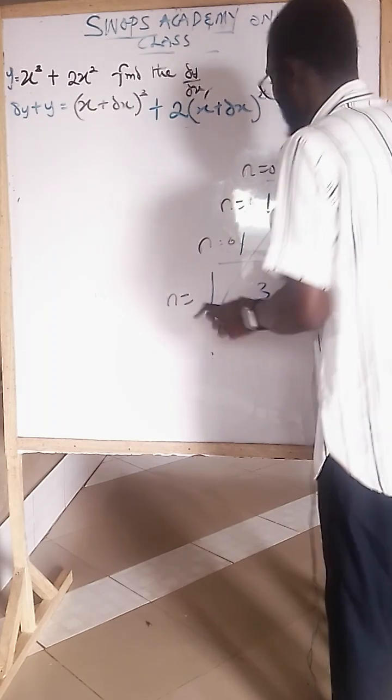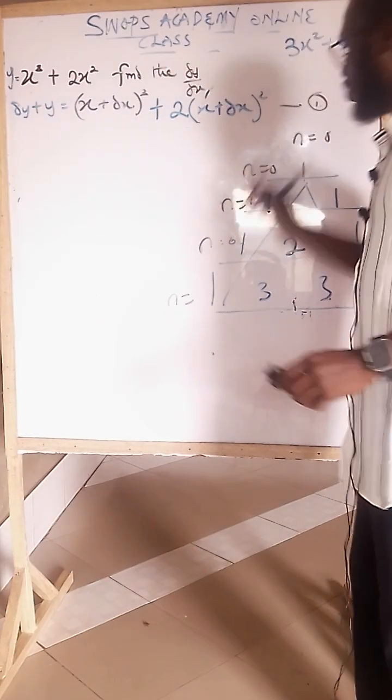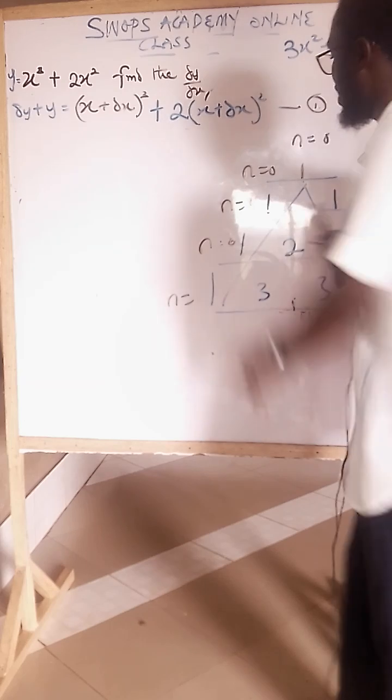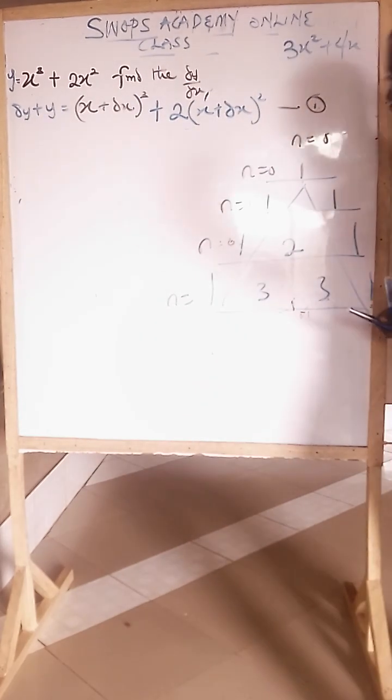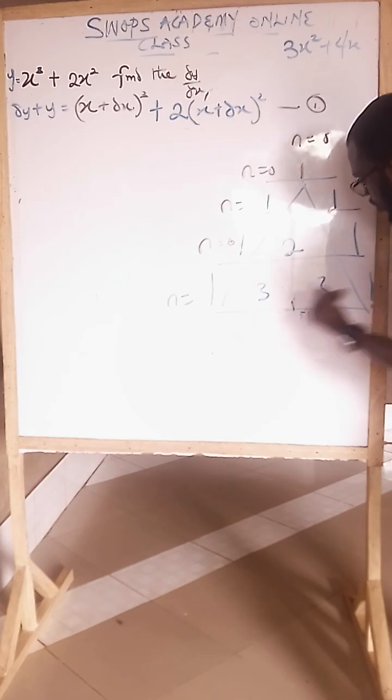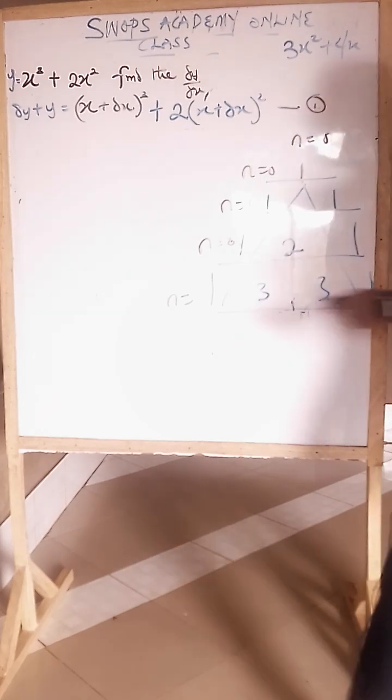So now that means when n is nothing, it will be 1. When n is 1, it will be two things. When n is 2, it will be 3 things, 1, 2, 3. When n is 3, it will be 4 things, 1, 2, 3, 1. Are we together? That is that.